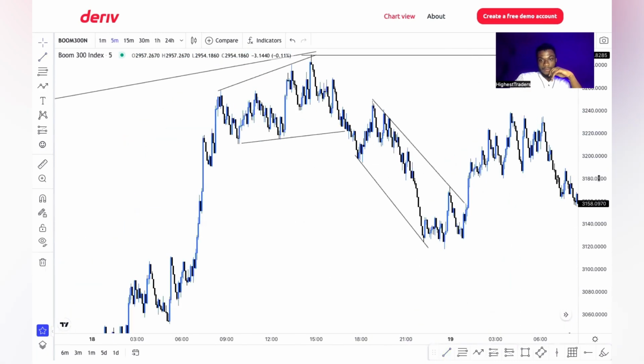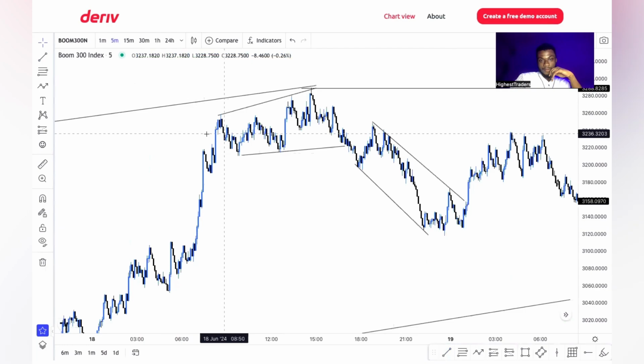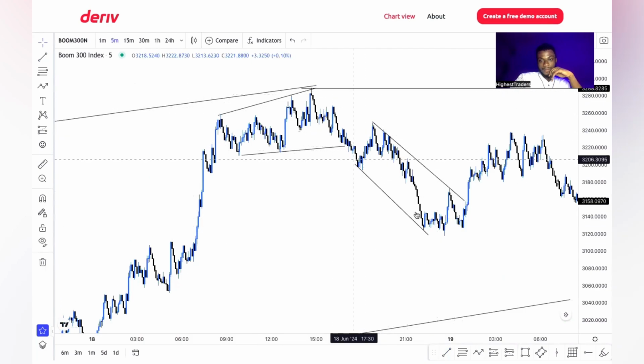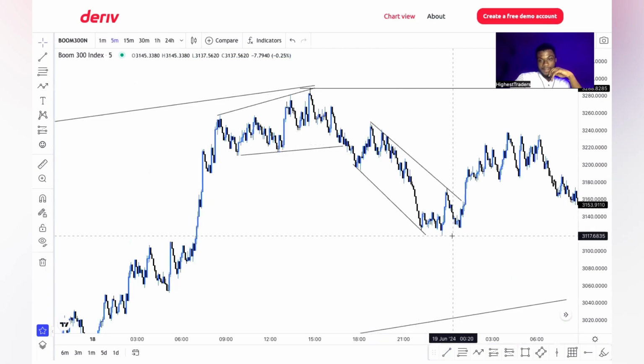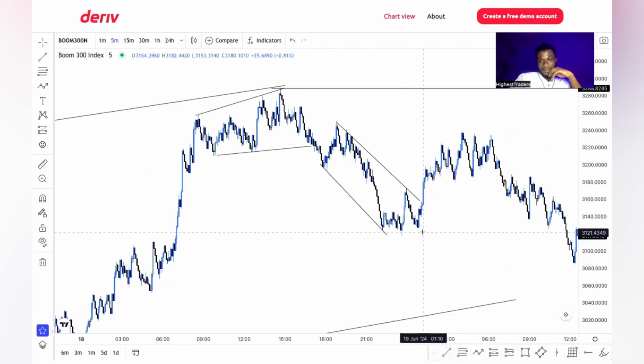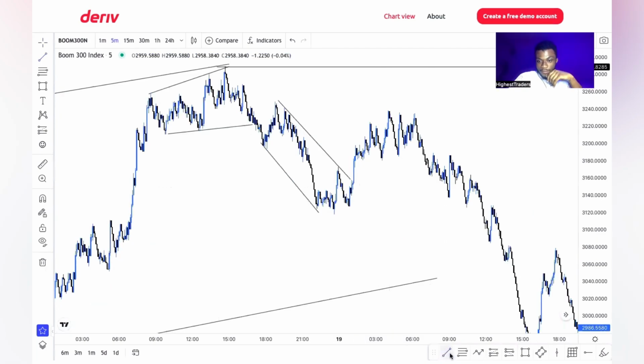So what we have is an impulse, a correction, an impulse. We have a running phase, which is a channel phase here. Then after this impulse we had another pattern here, a funny and not really common pattern, which is this guy. It's a pattern after a pattern, not a pattern after an impulse, just a pattern after a pattern.